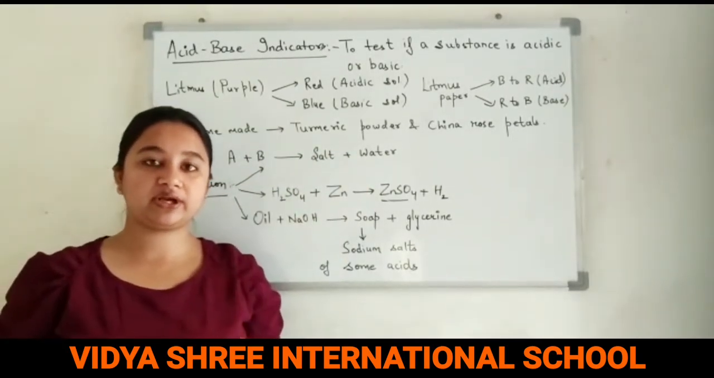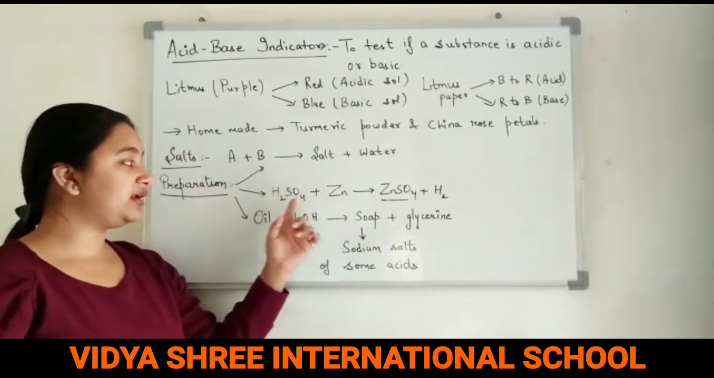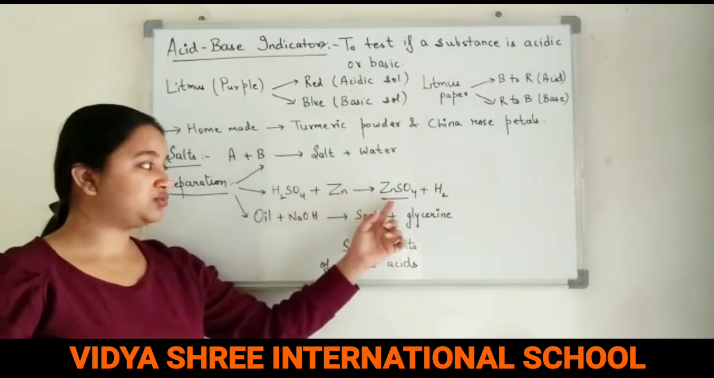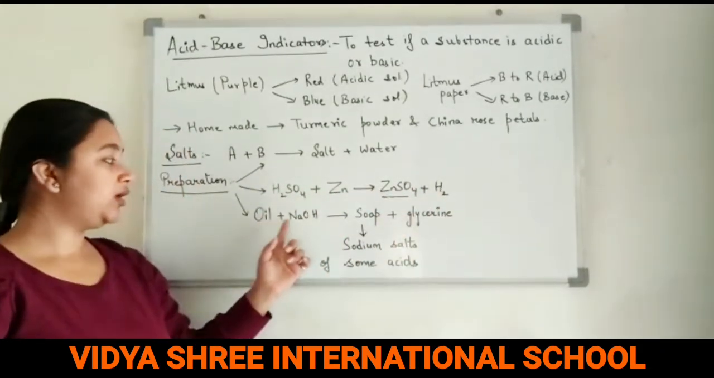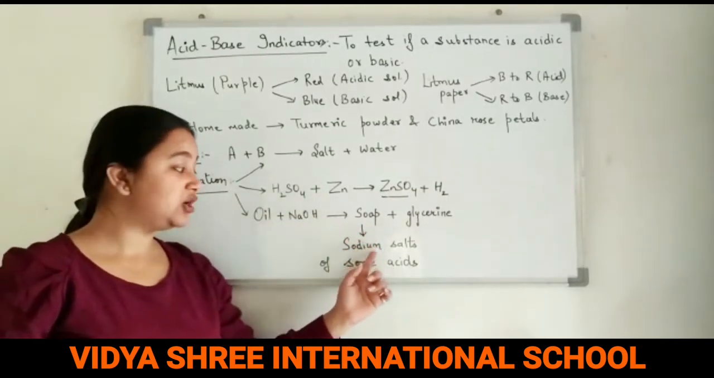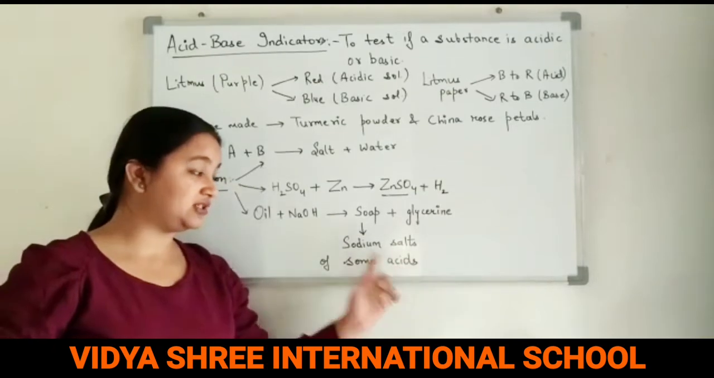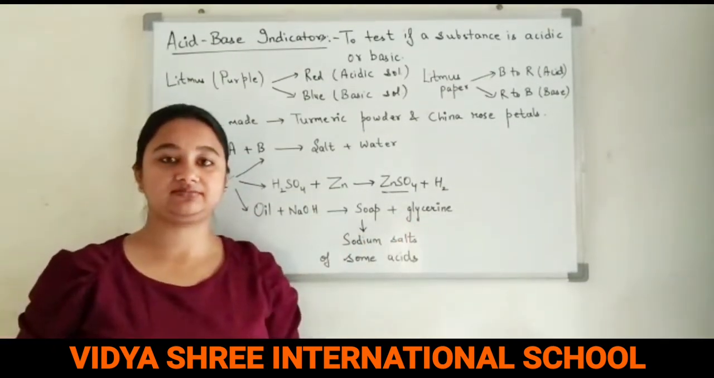One, you are aware about it, that is neutralization reaction. Second, when any metal reacts with acid, it forms salt and evolution of hydrogen gas takes place. The third one, when any base reacts with vegetable oil, they form soap, which is sodium salt of some acids, along with glycerine.